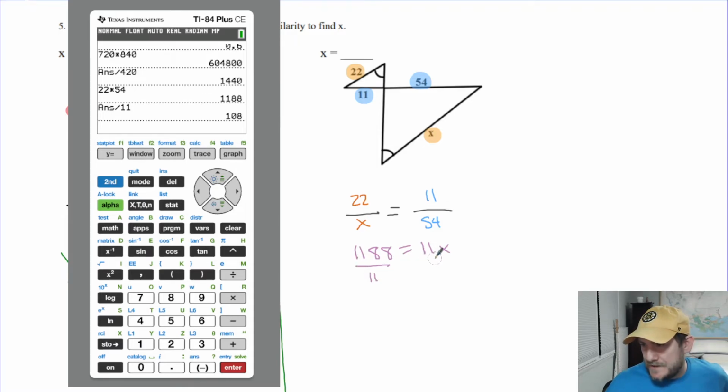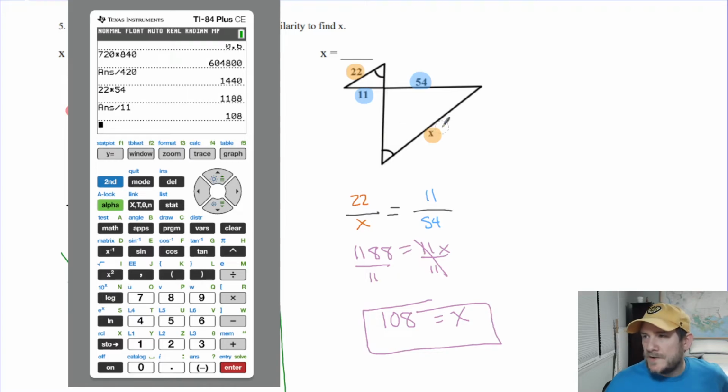So if you divide by 11, you can get those 11s to cancel, leaving you with x, and then this gives you 108. So that's how long this side is, 108 units.